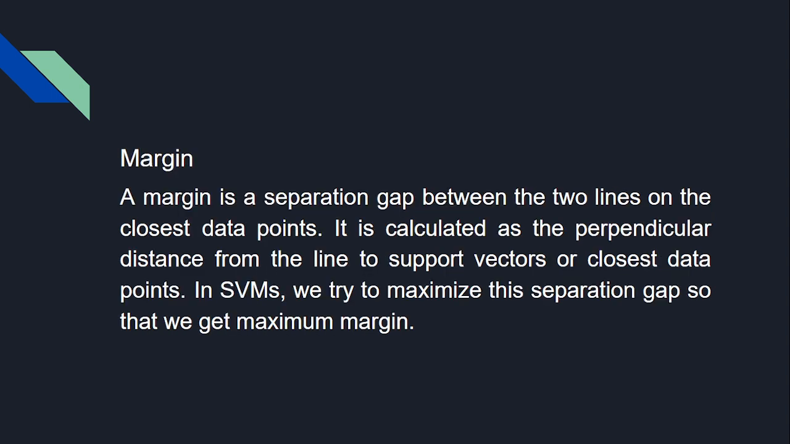Now what is the margin? Margin is a separation gap between the two lines on the closest data points, and it is calculated as the perpendicular distance from the line to the support vectors or closest data points. In SVM, we try to maximize it. Okay, let us see this from this diagram.